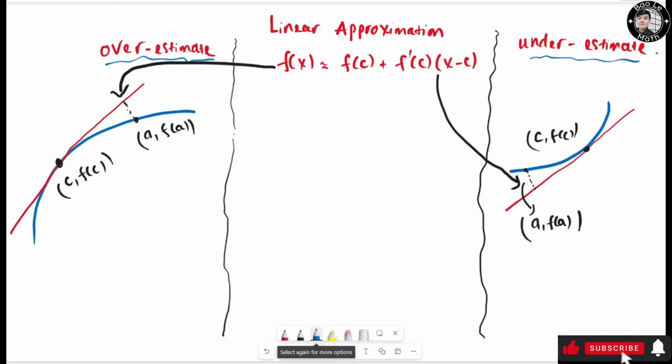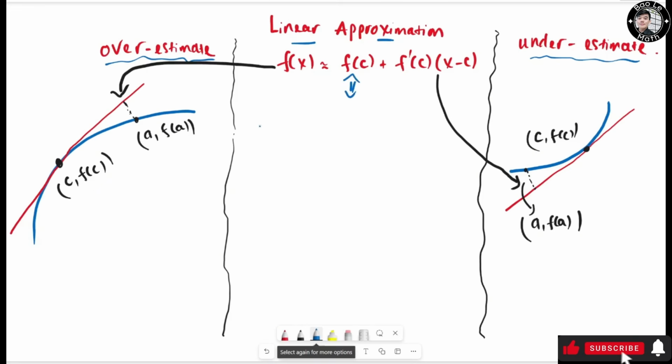Now lastly, we're going to talk about the linear approximation. It's important to know that the linear approximation is given by the formula f of s is approximately equal to f of c plus f prime of c times s minus c, where c and f of c is the tangent point. Now, how do we get this formula?